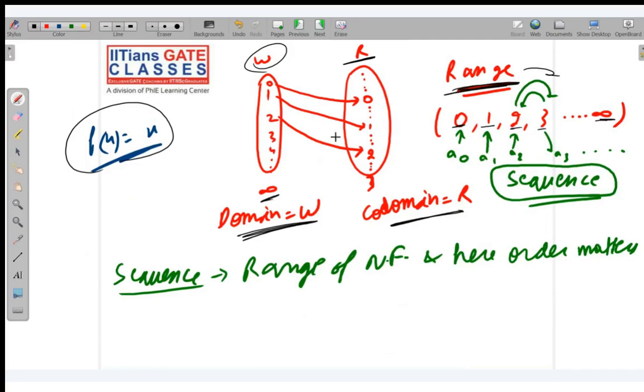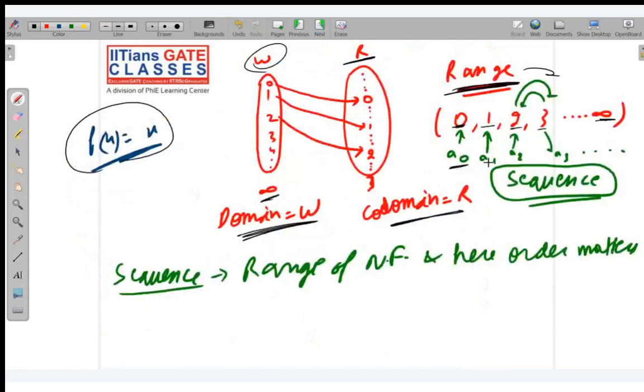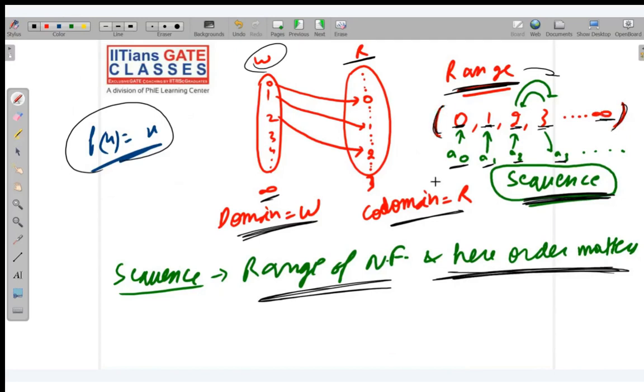Now see from the previous slide: a_0 is 0, a_1 is 1, and so on. So I will say a_0 is 0, a_1 is 1, a_2 is 2, a_3 is 3. We call this a sequence. So a sequence is the range of the numeric function, and here obviously order matters. Wherever order matters, we write in circular brackets. Where order does not matter, we write in set format, that is curly brackets.